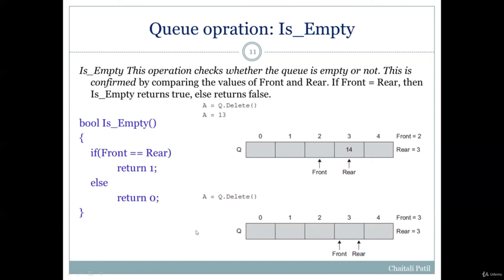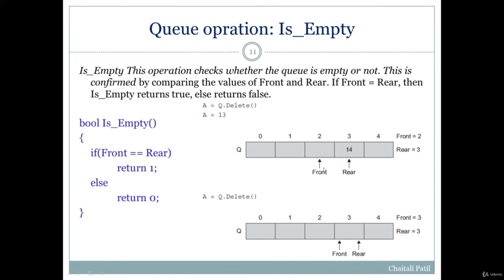Is empty. This operation checks whether the queue is empty or not. This is confirmed by comparing the values of front and rear. If front is equal to rear, then is empty returns true, else it returns false. Consider, suppose we have inserted 4 elements and deleted 3 elements from it. So front is pointing to location 2 and rear is pointing to location 3.